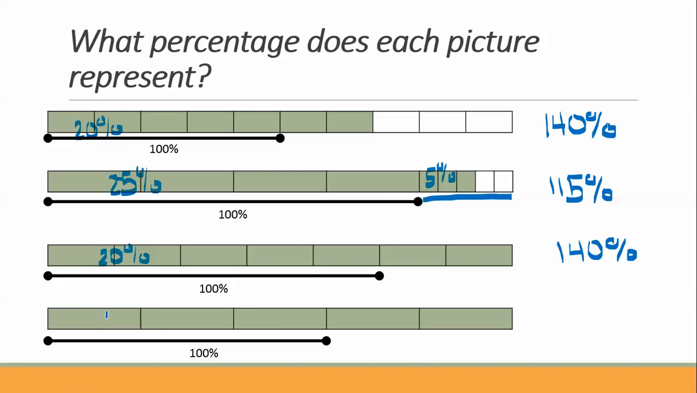This last one is 100% divided into 1, 2, 3. We talked about that earlier. That means each block is worth 33.3 repeating percent. So then we have 100, 133.3 repeating, 166.6 repeating. Remember, you have to have that repeating bar.